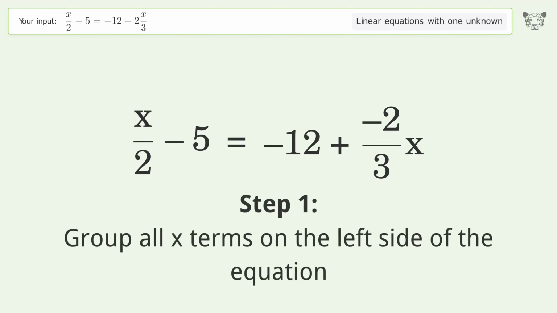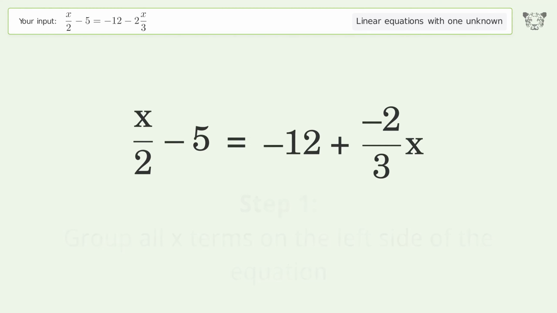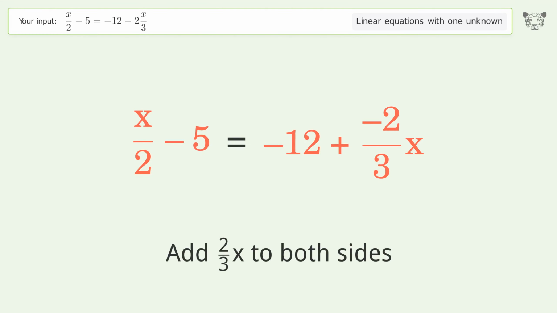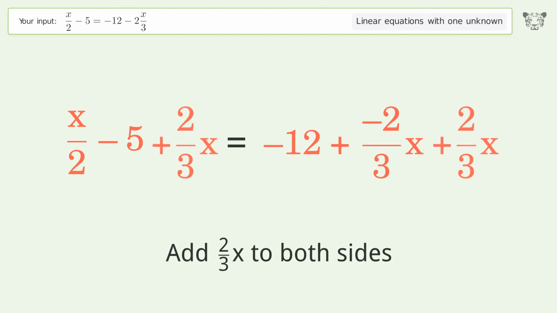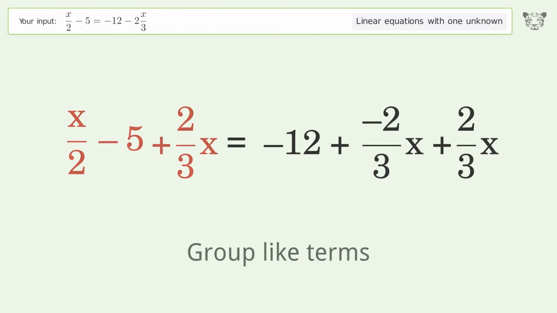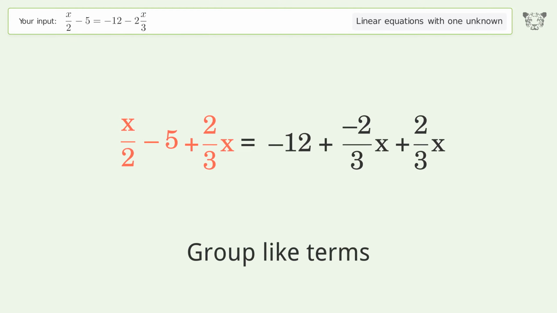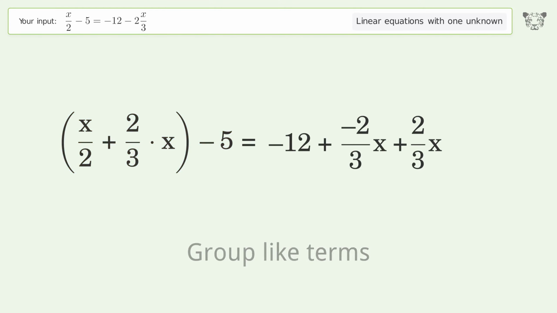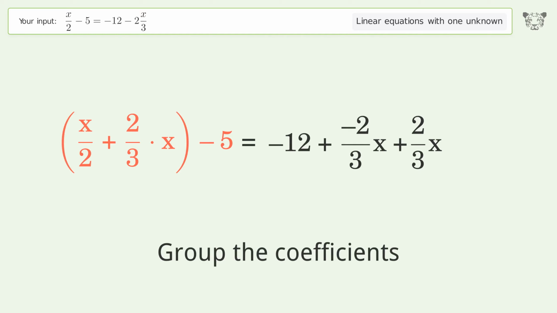Group all x terms on the left side of the equation. Add 2/3x to both sides. Group like terms. Group the coefficients.